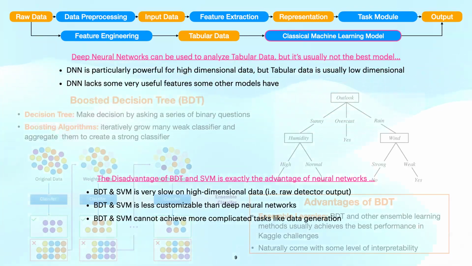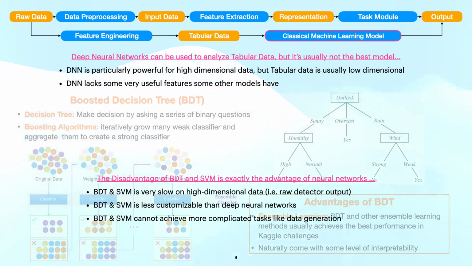And also BDT and SVM are less customizable. It's difficult to modify them to do some fancy things that we will discuss in the later part of this lecture. And also BDT and SVM cannot achieve more complicated tasks like generating new data. It's basically impossible to do those kinds of tasks using these non-neural network models. So before we go to the next question, are there any questions about this?